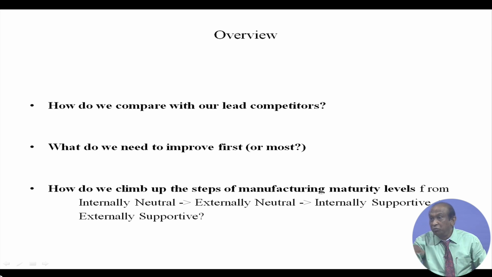From there, you move to level 3, which is internally supportive. That means your manufacturing strategy is in line with your business strategy, is supporting that business strategy. And then from there to level 4, that is externally supportive. That means operations functions become one of the biggest contributors towards the success of the organization, business success. How do we move up? How do we graduate from one level to the other?